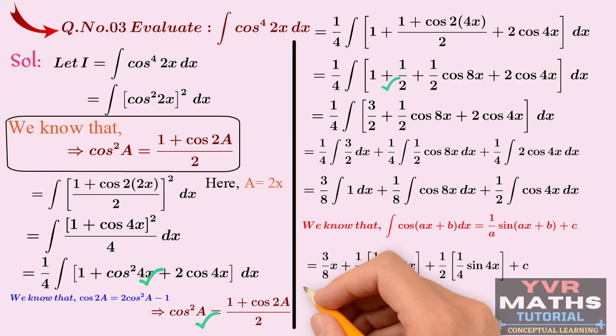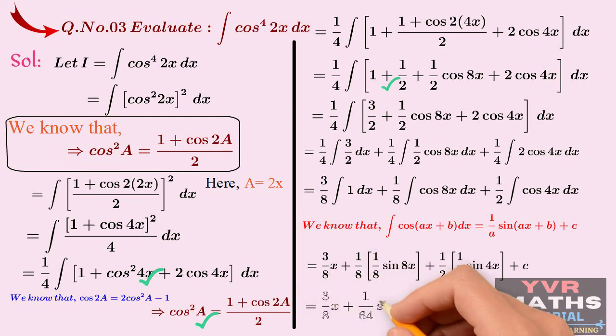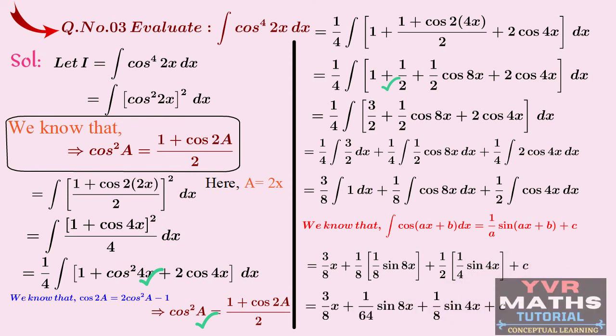If we simplify this one, then the final step is 3 by 8 x plus 1 by 64 into sin 8x plus 1 by 8 into sin 4x plus c. Here c is the integral constant. So this is the final answer for the given integral.